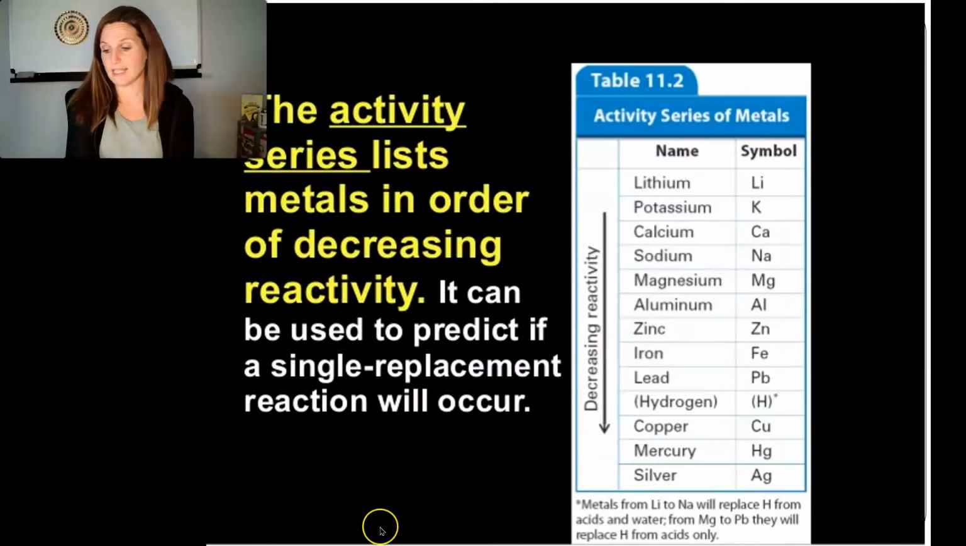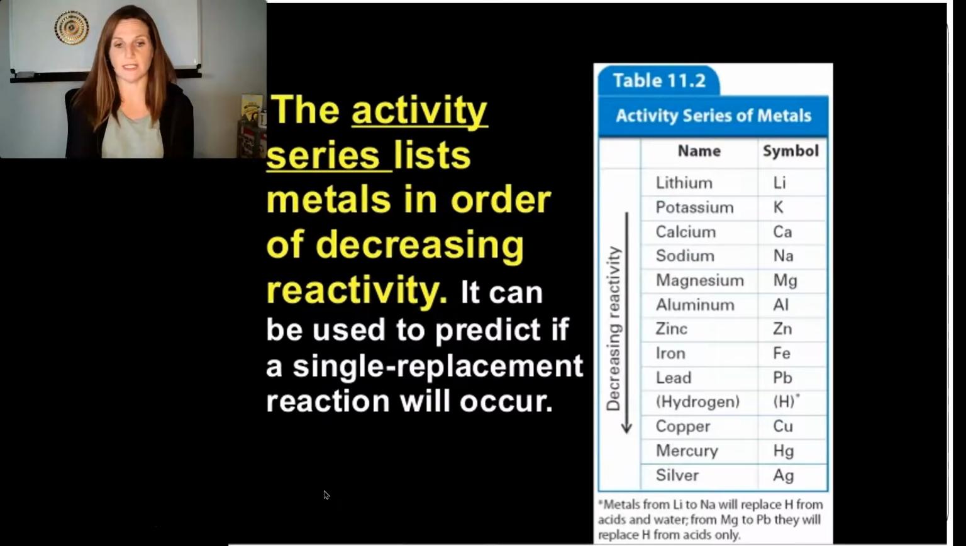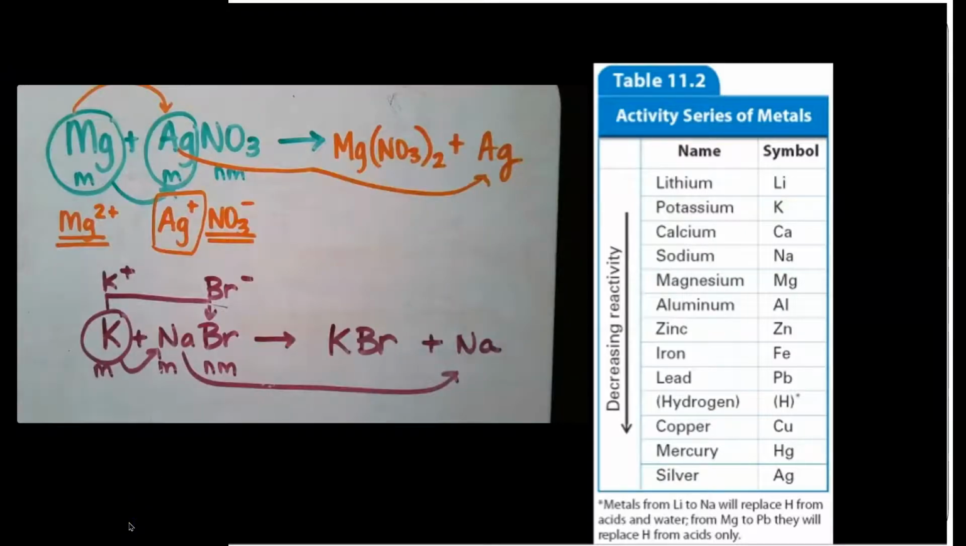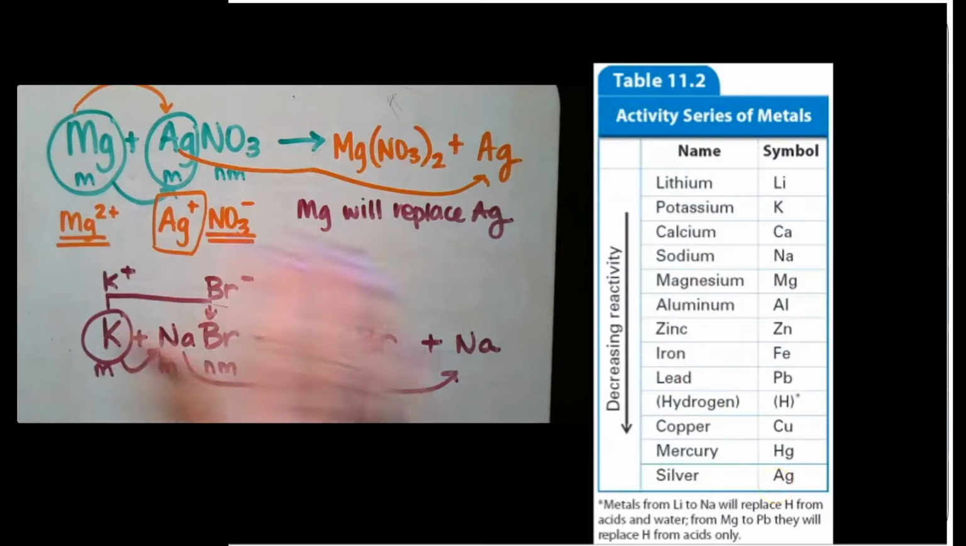So let's go look. This is the activity series. And now we're going to go back to our examples and see whether or not we expect these kinds of reactions to occur. Looking at reaction one, we said magnesium will replace silver. To check if that's true, we need to look at the activity series. So I find magnesium up here. And I find silver. Silver is way down here. So the question is, can magnesium replace silver? And the answer is yes. Something higher on the chart can definitely replace something that is lower on the chart. So this reaction will go.